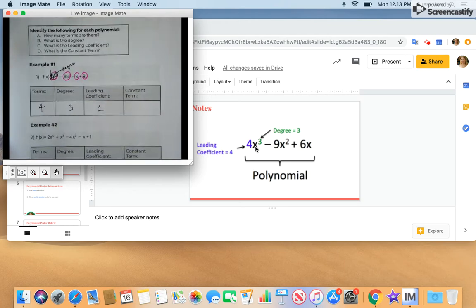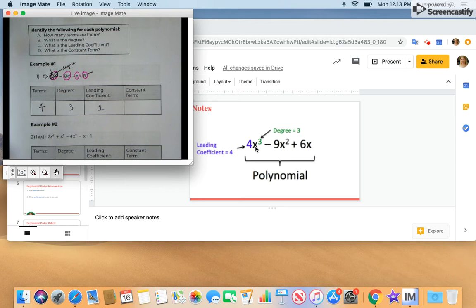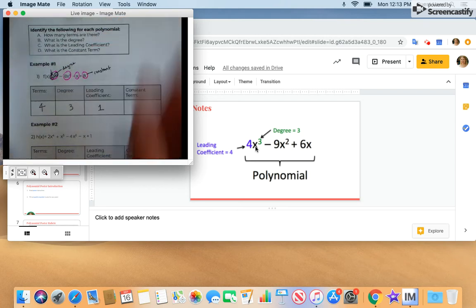Okay, and the constant term, constant is just the regular number that doesn't have an x in it. So it's just what we would call a constant, just a normal number. And our constant term is 8.